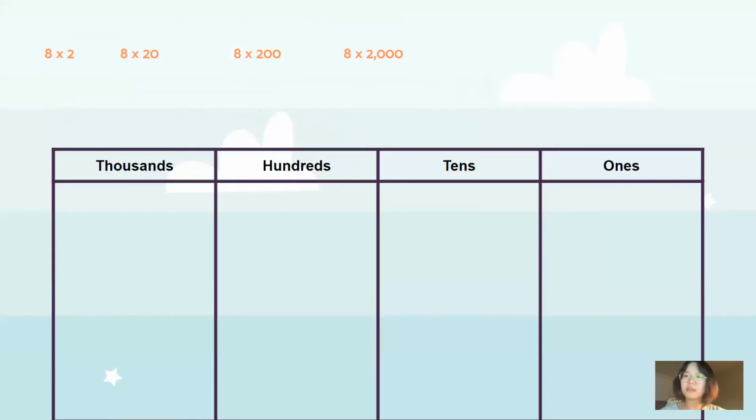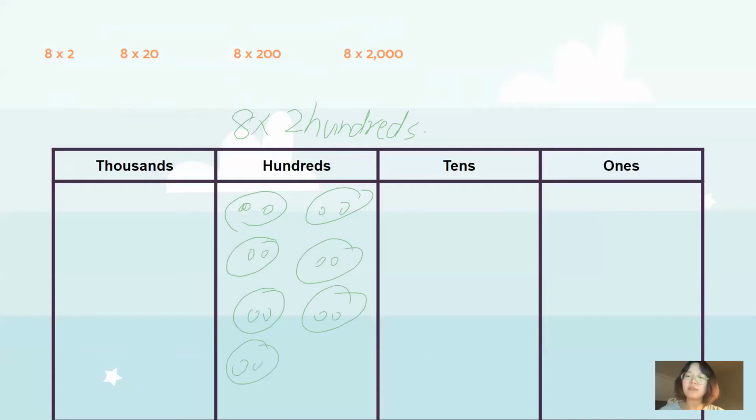Let me clear this one. So we have 8 groups of 200s. And we have one group, 2, 3, 4, 5, 6, 7, and 8. So how many do we have? We have 1600s, which is 1600.